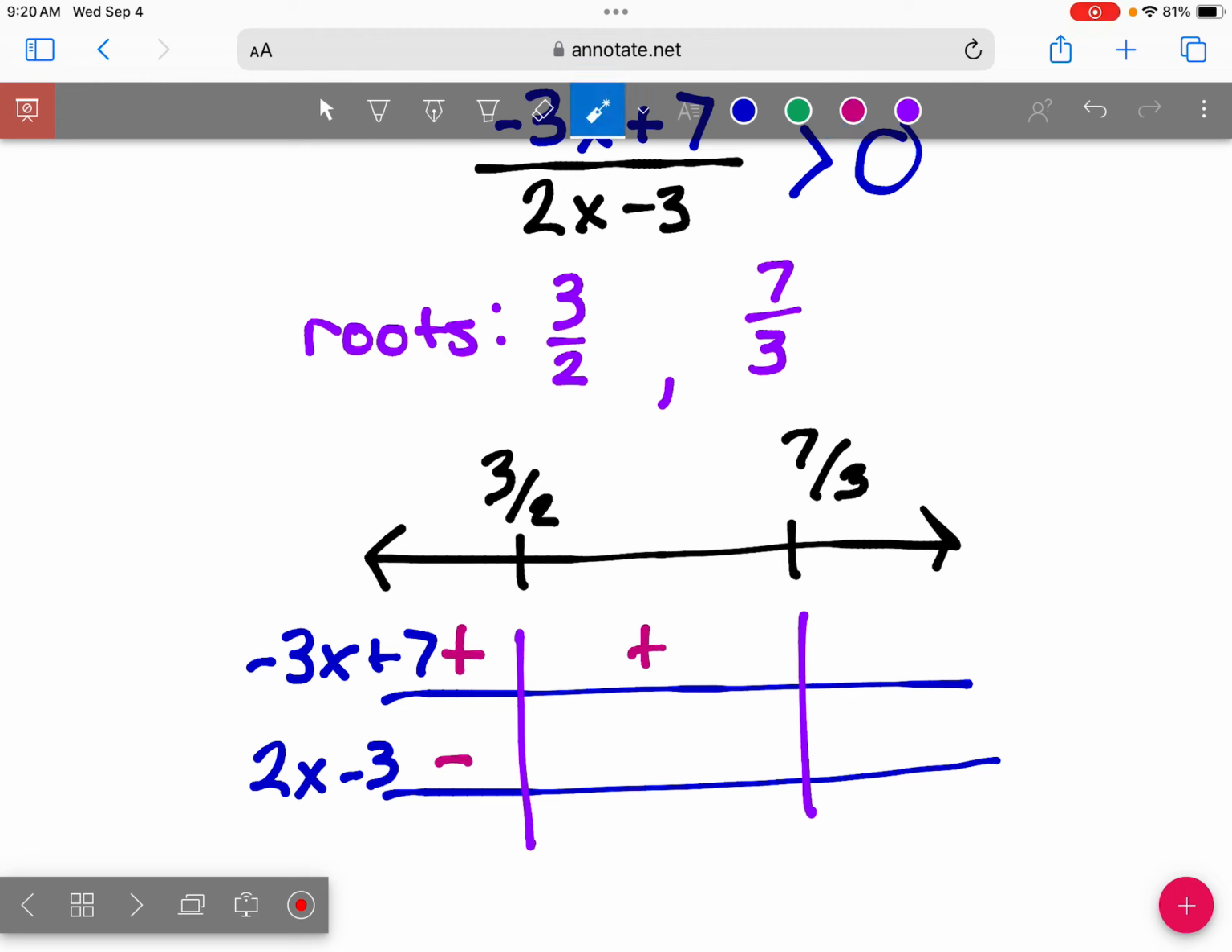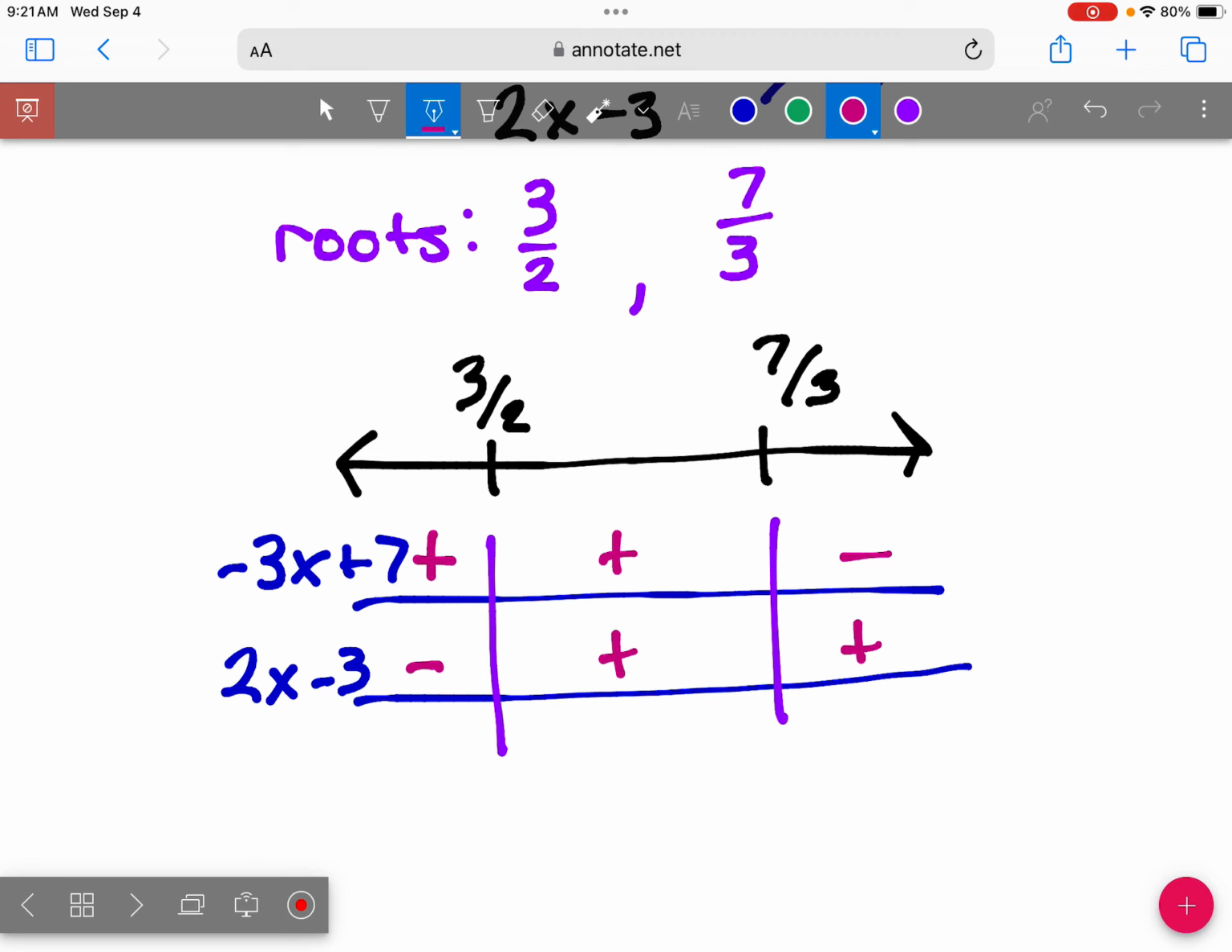So if we do the same thing, thinking about 2 here, on this bottom one, positive. Because 2 times 2 would be 4, minus 3 would give me a positive 1. So look over here. Bigger than 7/3. You can think 4. Is this going to give us a positive or a negative? Negative. Is this one going to be positive or negative? Positive.